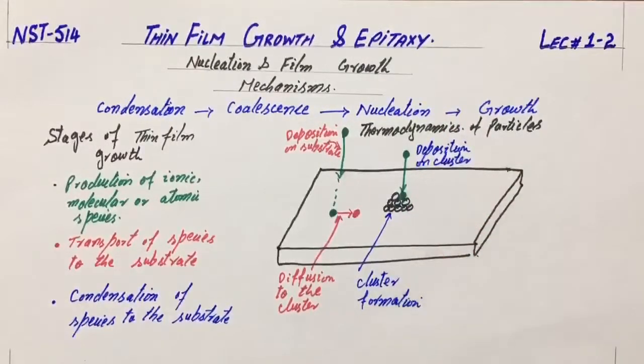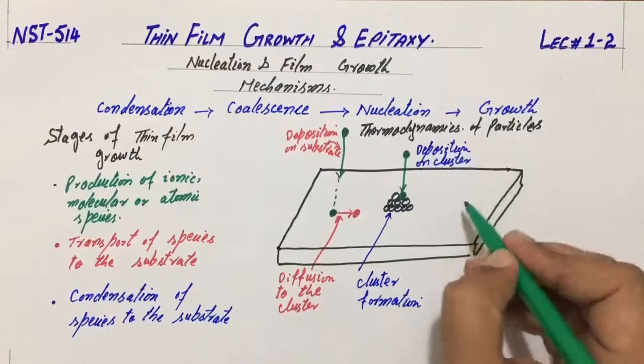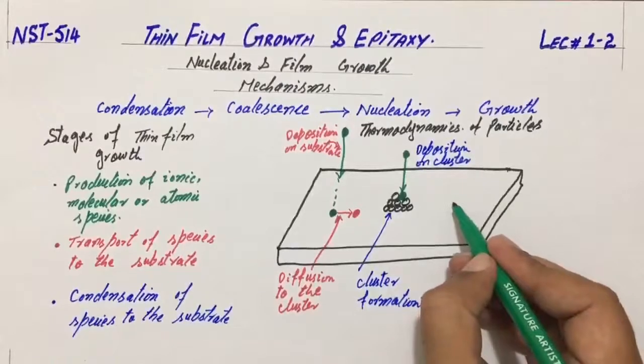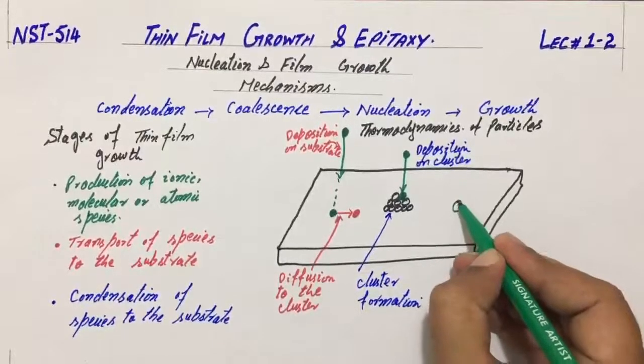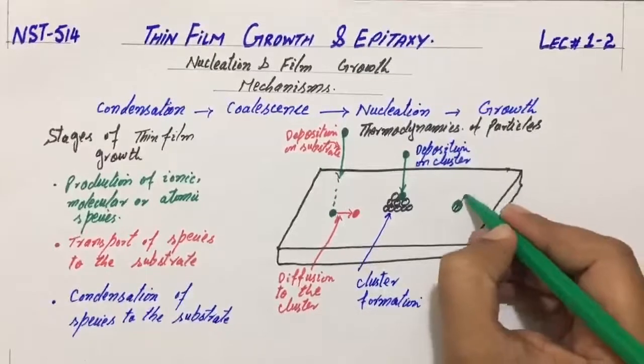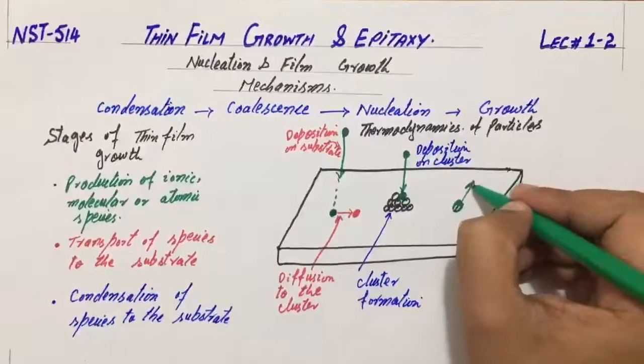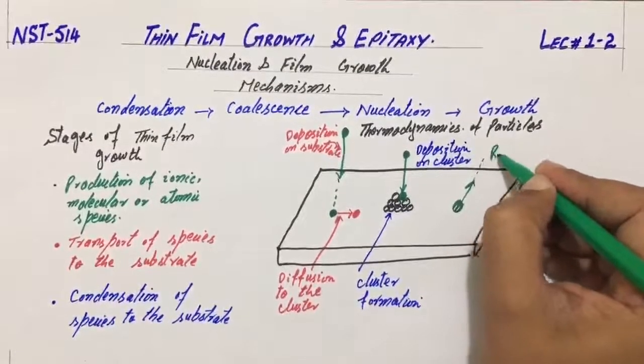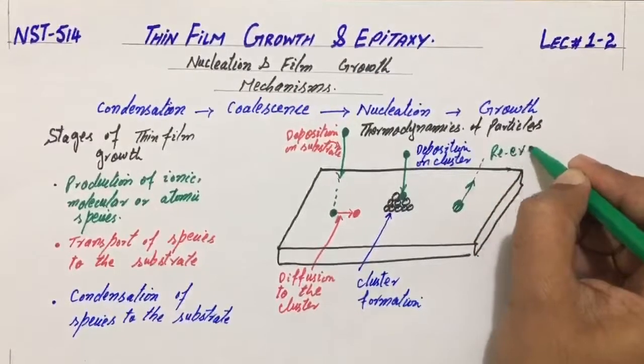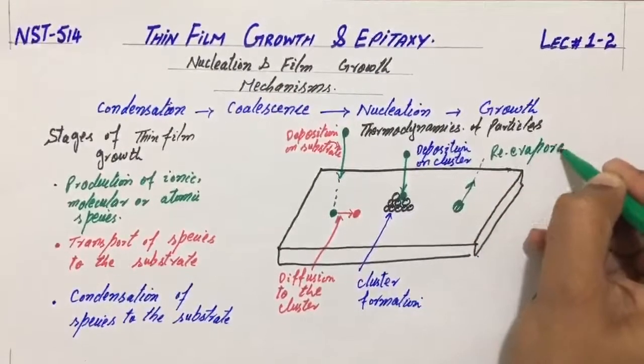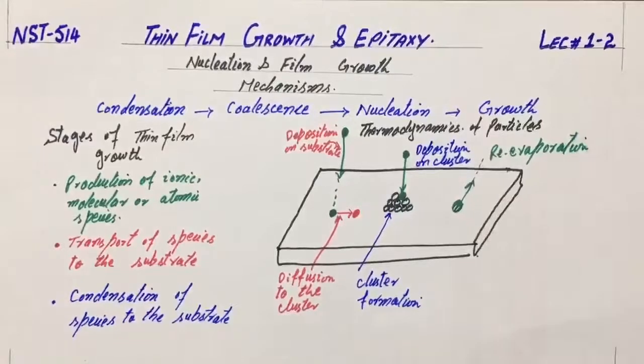So if the temperature is higher, then there is a possibility that the particles will be re-evaporated. So another parameter is concerned with the particles with higher energy, they can be re-evaporated. Re-evaporation. We can also call it desorption of the material, in which the particles re-evaporate from the substrate.